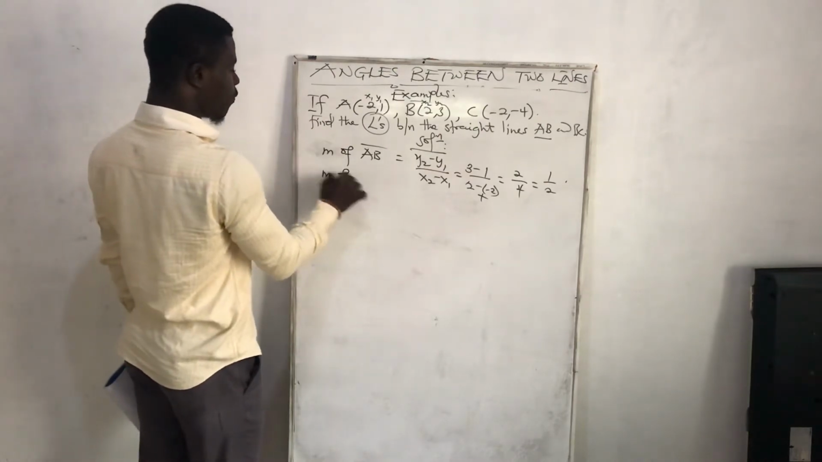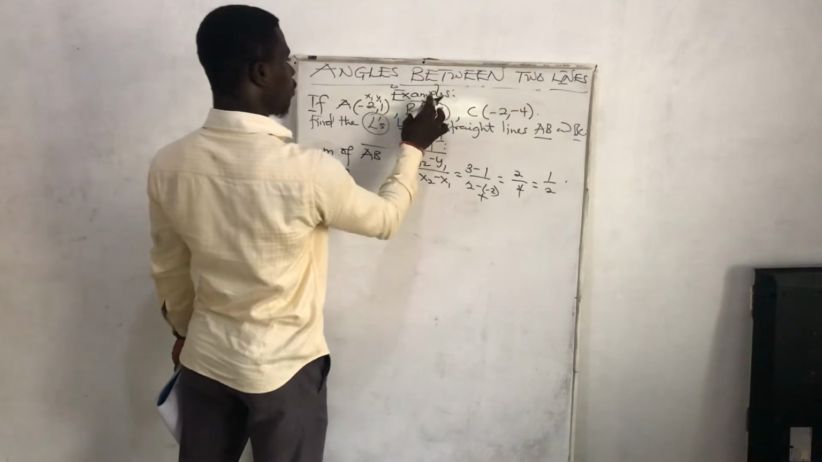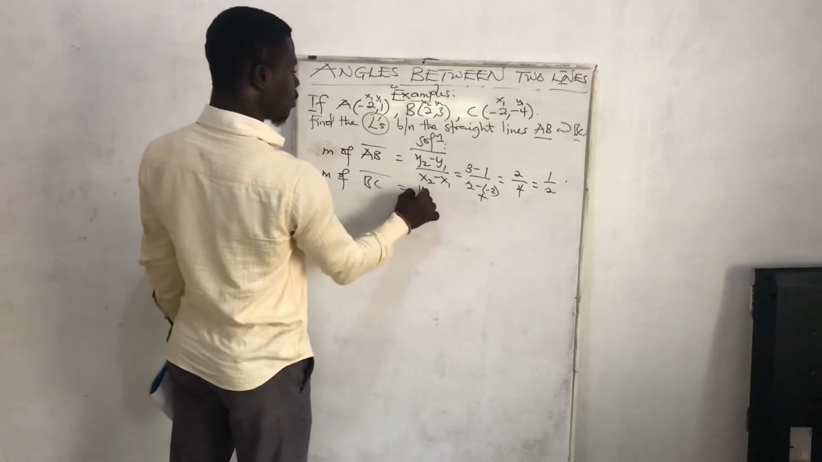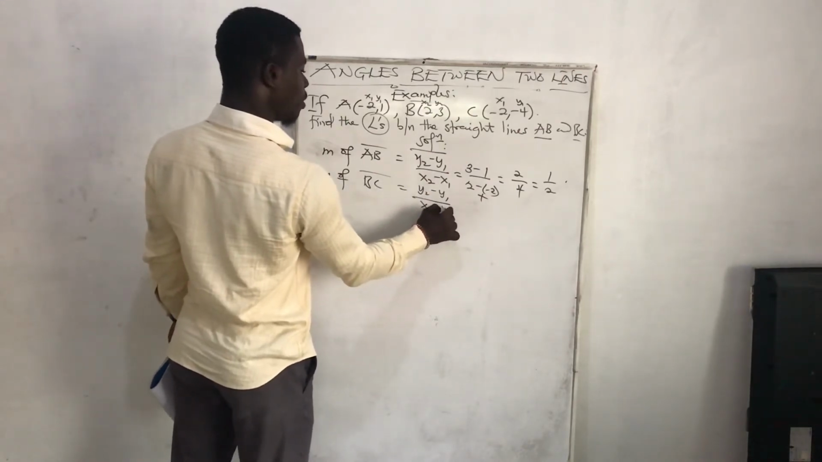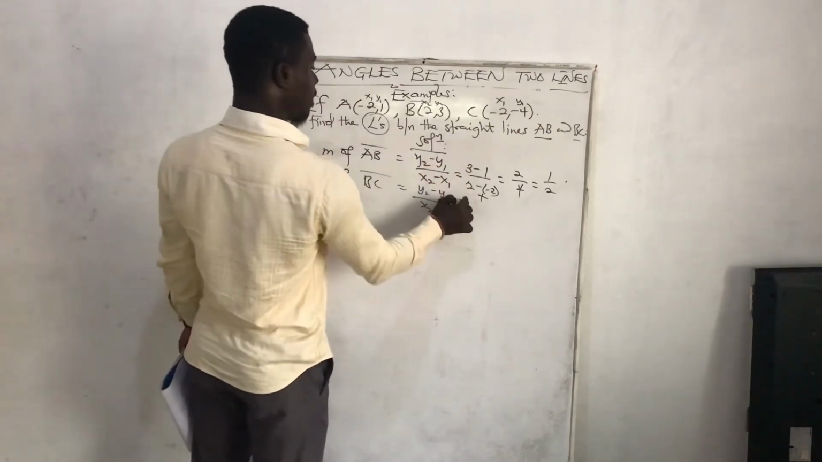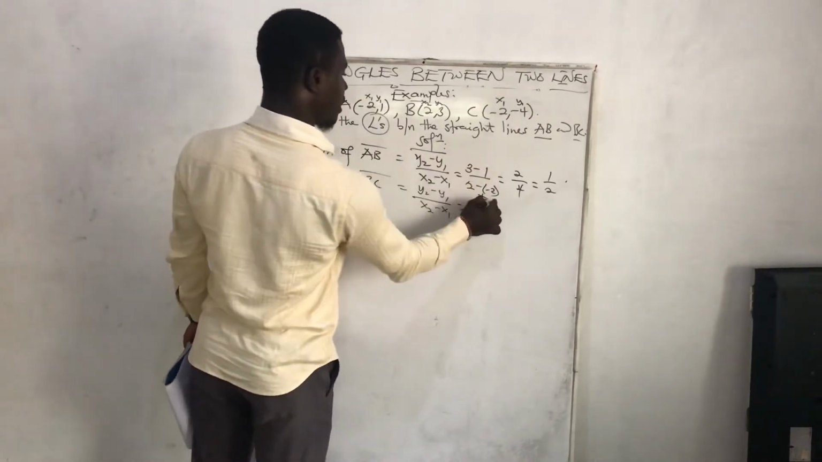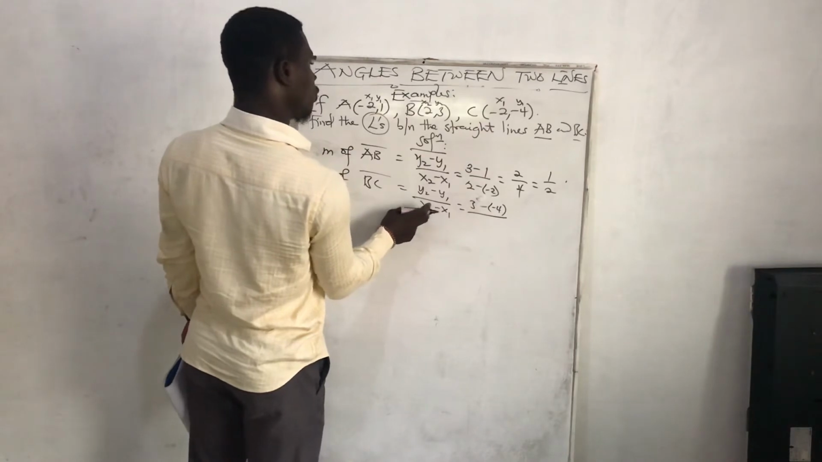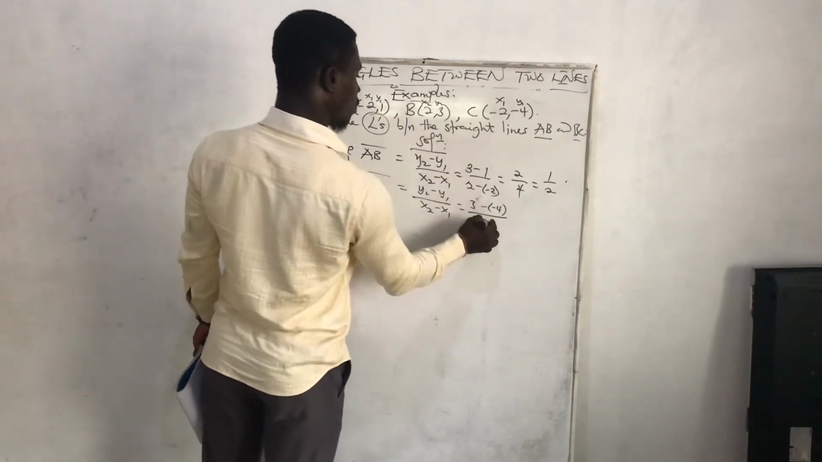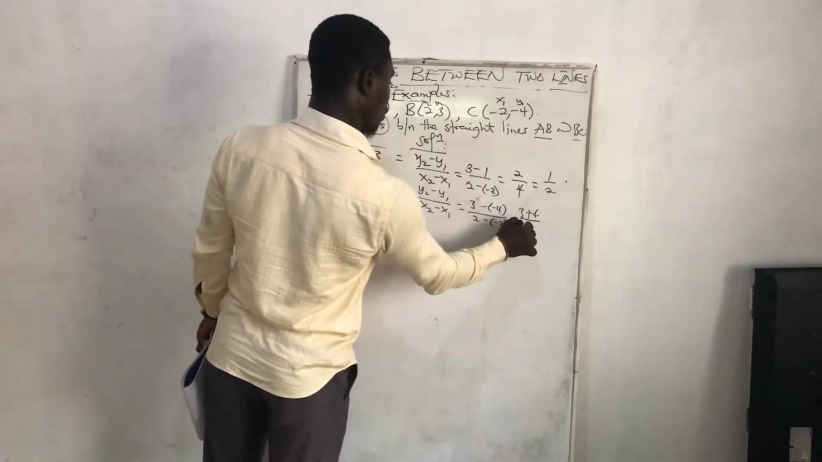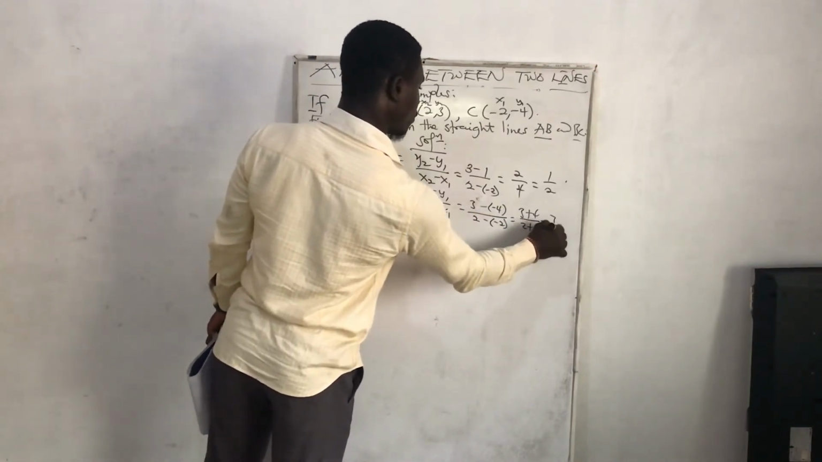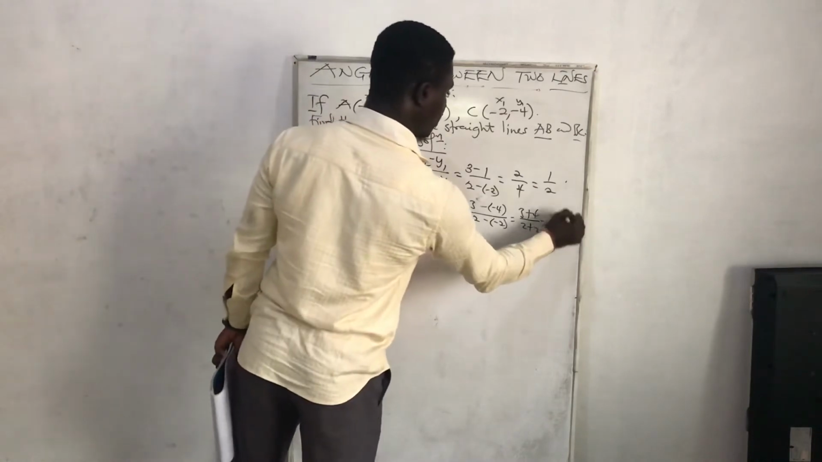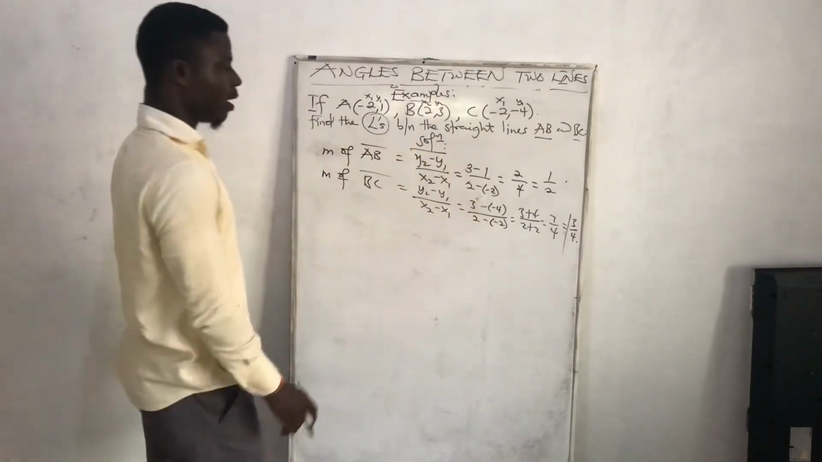Then let's see the gradient of BC. Here is x2, y2, and here x1, y1. So the gradient of line BC is y2 minus y1 over x2 minus x1. Y2 is 3, minus y1 which is negative 4, all over x2, which is 2, minus x1, which is negative 2. So I have 3 plus 4 over 2 plus 2, so I get 7 over 4. 4 goes into 7 one time, remainder 3 over 4, so 1 whole number 3 over 4.